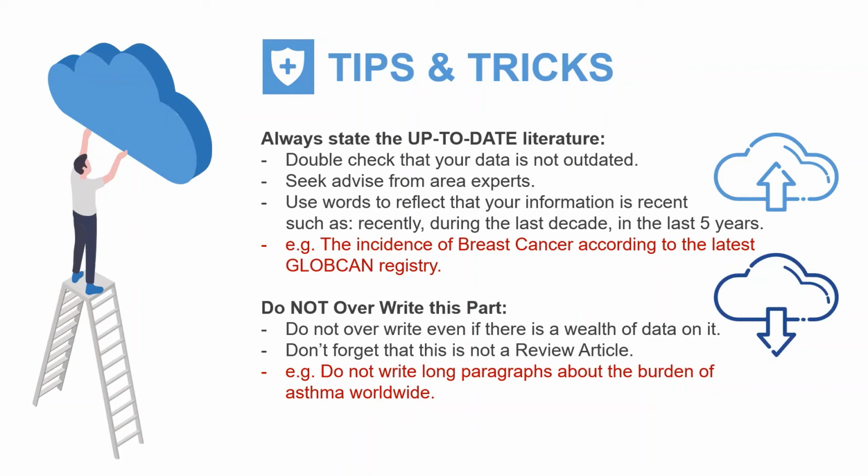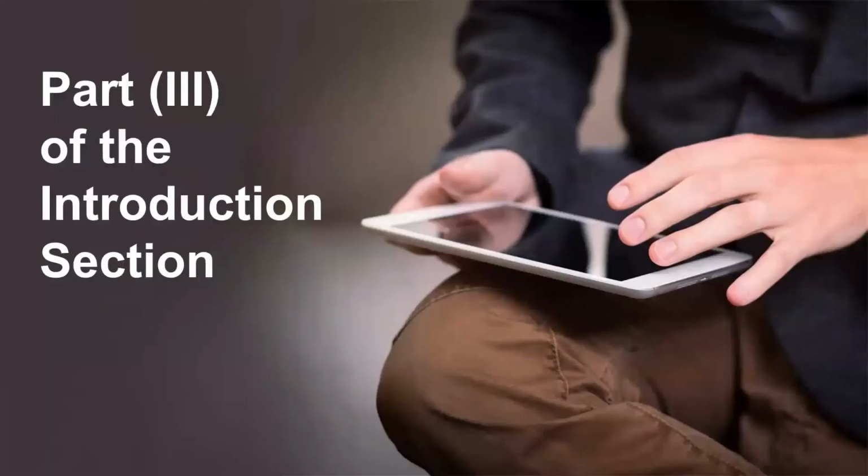introduction. In a review article, that's quite different. You can elaborate more in the introduction section, in all sections actually. However, be precise and be to the point. Do not write long paragraphs about, for example, the burden of asthma worldwide, because you will find literally hundreds of papers talking about that. So you will not state all of them. You will just read most of them, read the updated ones, and summarize in your own language. Do not copy and paste. Summarize in your own language.